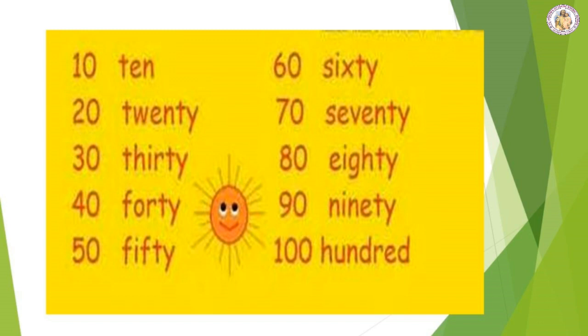Now we are going to read the number names of tens, that is 10, 20, 30, 40 till 100. Are you ready now? Yes, first one is 10, T-E-N 10, T-W-E-N-T-Y 20, T-H-I-R-T-Y 30, F-O-R-T-Y 40, F-I-F-T-Y 50, S-I-X-T-Y 60, S-E-V-E-N-T-Y 70, E-I-G-H-T-Y 80, N-I-N-E-T-Y 90, H-U-N-D-R-E-D 100.